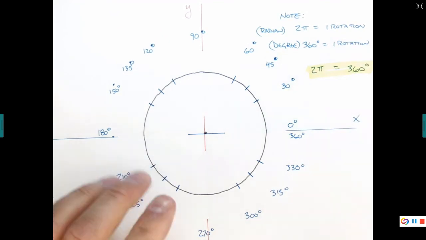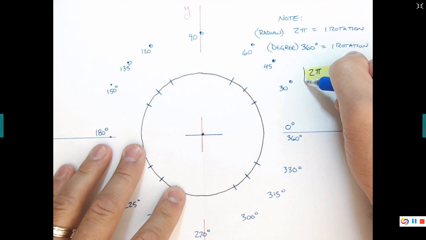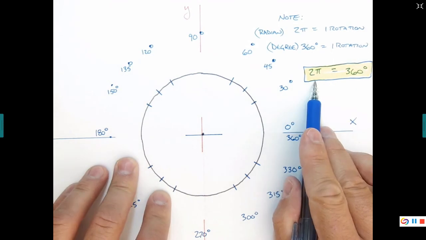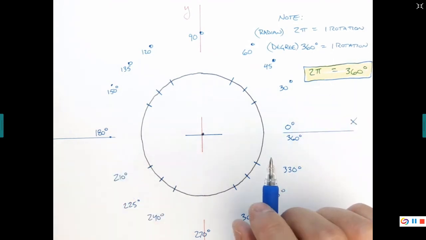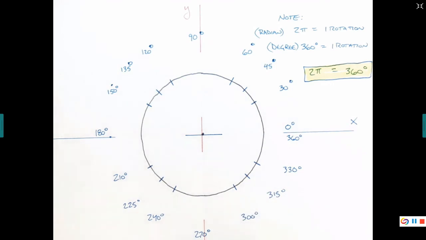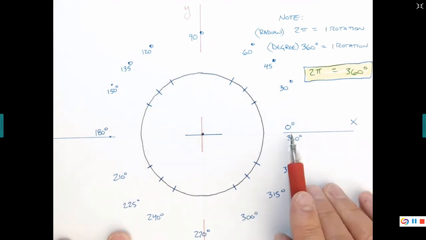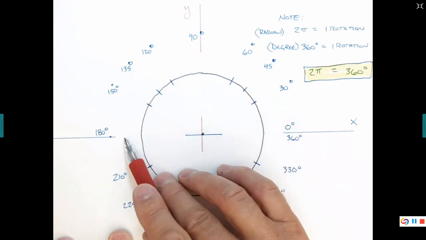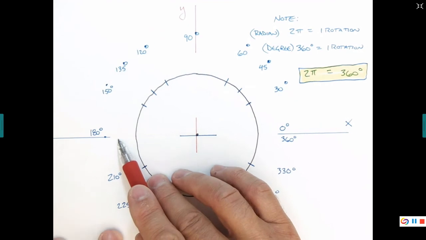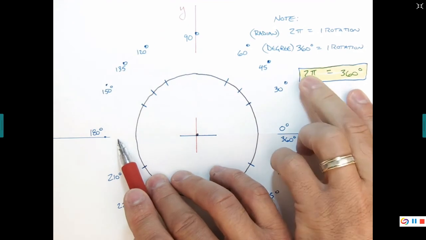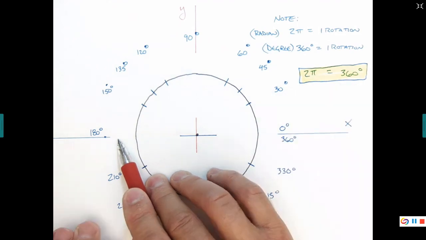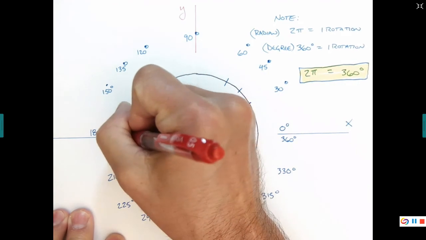Grab a highlighter, highlight that on your piece of paper, and then securely lock it in your head forever. 2 pi radians is equal to 360 degrees. So what I'm going to do now is map out 0 degrees is 0 radians. 180 degrees, I'm going to do that one first because I'm going to divide both sides by 2. If I divide 2 pi by 2, and 360 divided by 2 is 180. 180 degrees is pi radians.